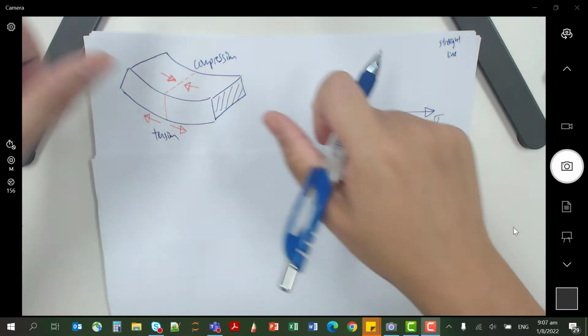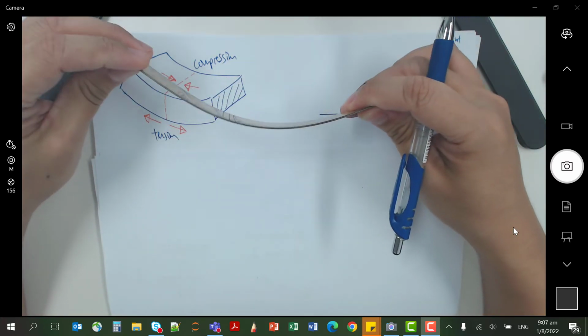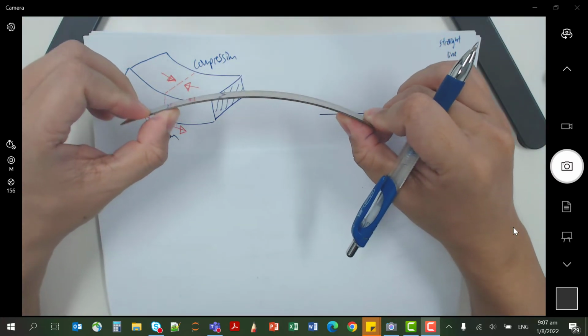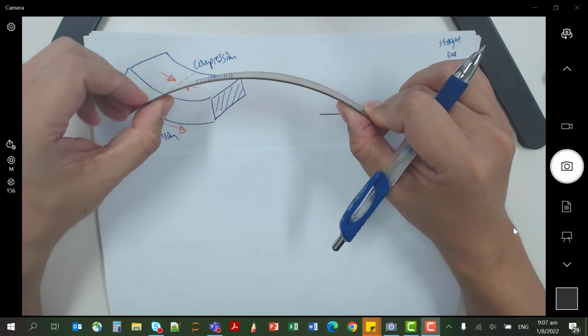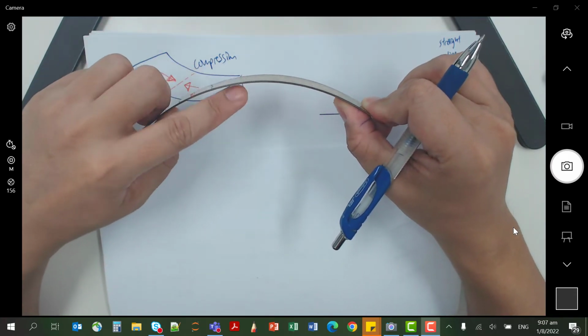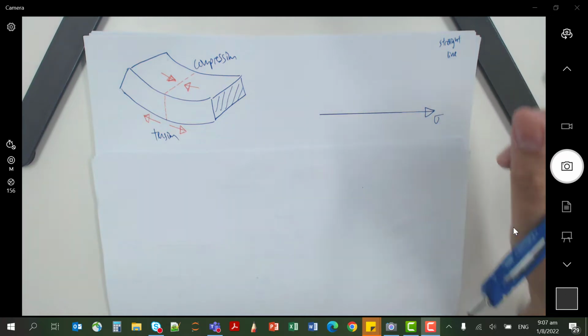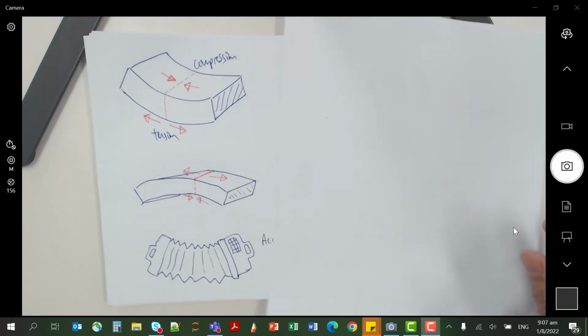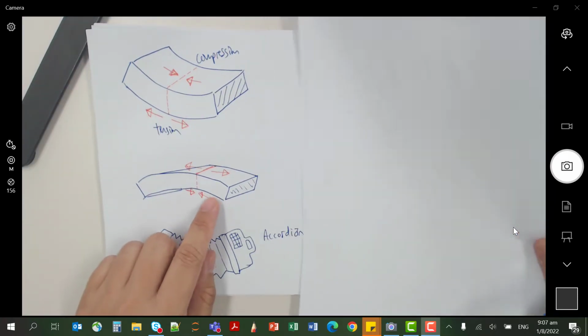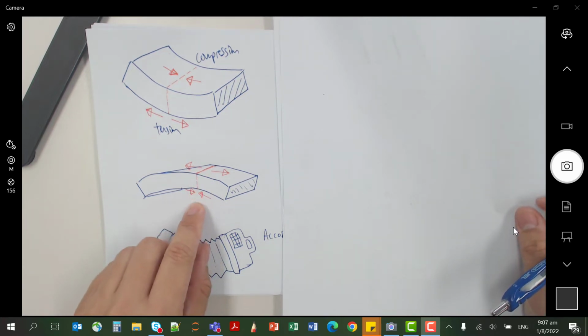Of course, if you bend the other way, instead of bending this way, you bend this way, then the story will be different. The top will be pulling apart, so the top will be tension, the bottom will be compression. So the top tension, bottom compression.